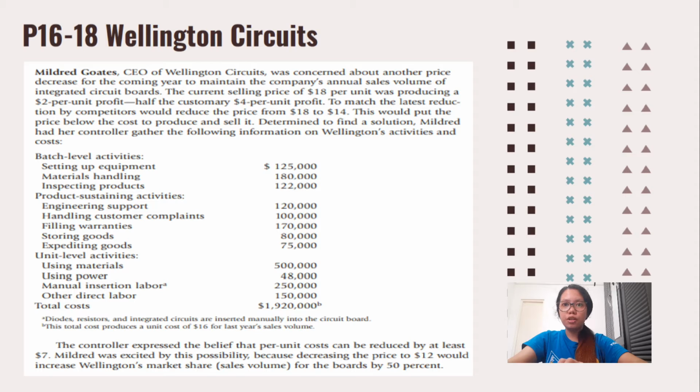Determined to find a solution, Mildred had her controller gather the following information on Wellington's activity and cost. The controller expressed the belief that per unit cost can be reduced by at least $7. Mildred was excited by this possibility because decreasing the price to $12 would increase Wellington's market share or sales volume for the boards by 50%.